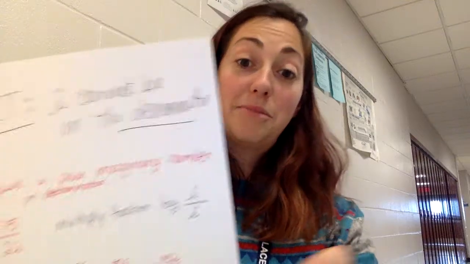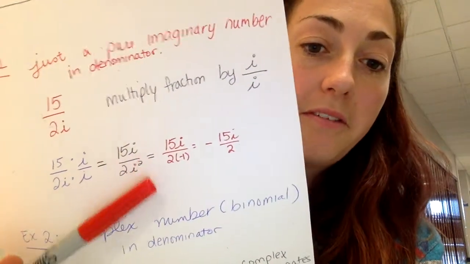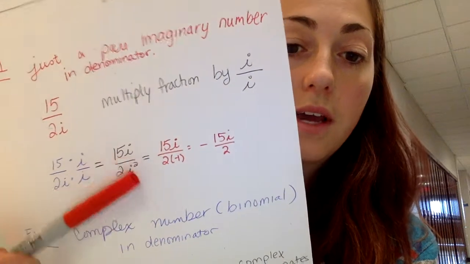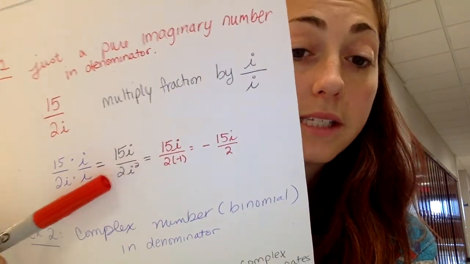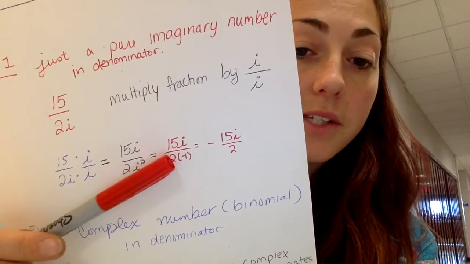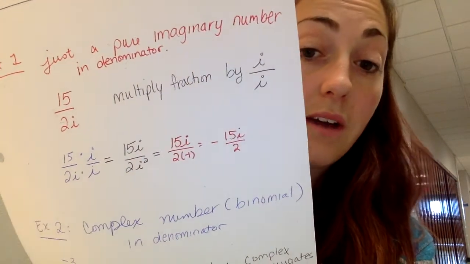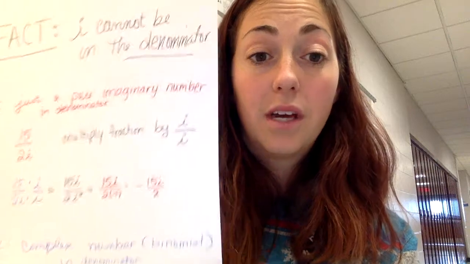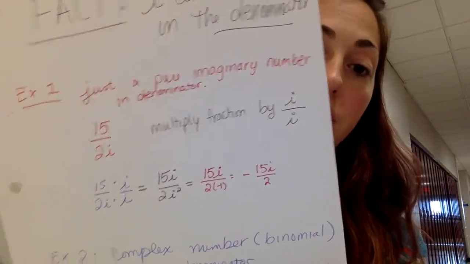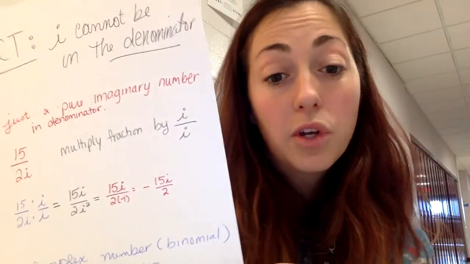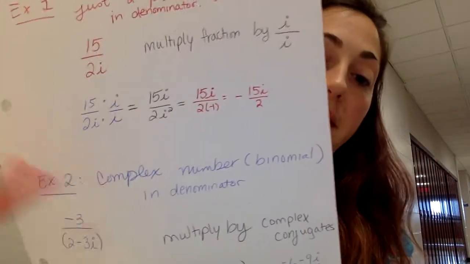You end up getting 15i over 2i squared, right? You multiply straight across. And I know i squared is negative 1. So I have 15i over 2 times negative 1, which is negative 15i over 2. And that's it, right? So it's kind of easy when it's just like an i in the denominator, not 2 terms. And now I'll show you the hardest one of when it is 2 terms.